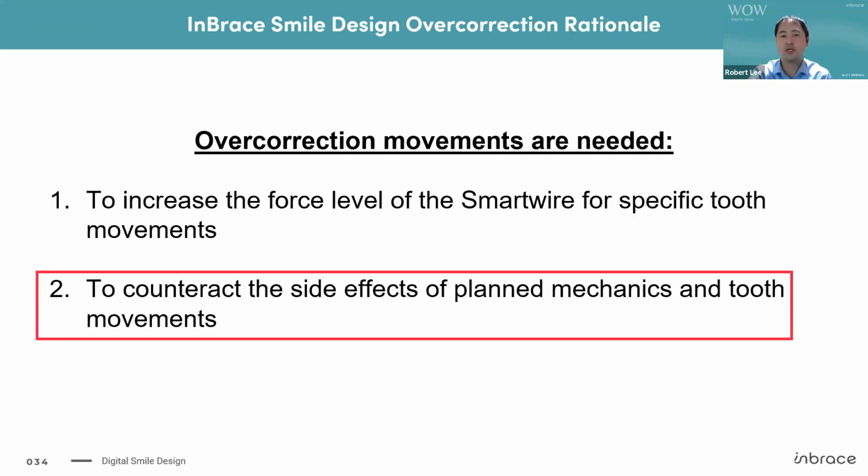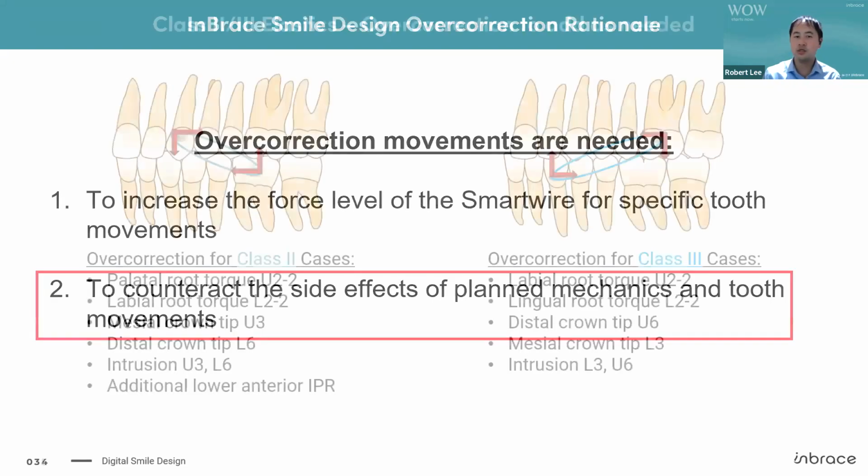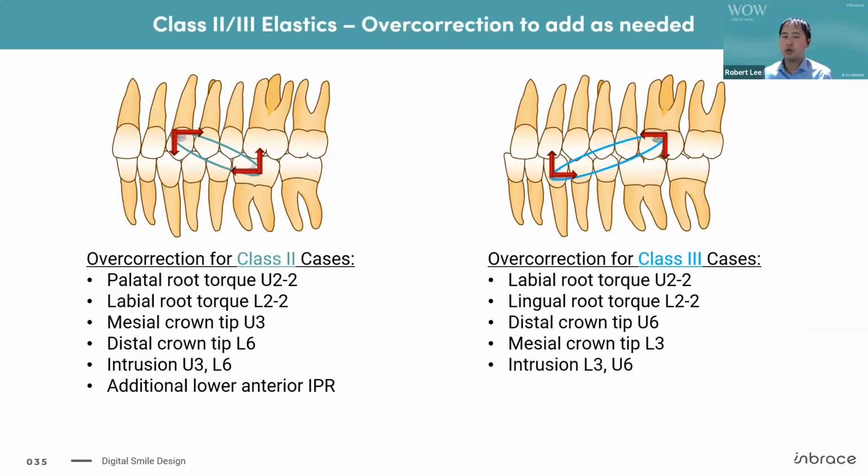So with AP correction, you're mainly trying to counteract the side effects that you're going to get from the external forces you're applying for the AP correction. And these are very well documented. So whether it's class 2 or class 3 elastics, just think through what are the side effects I'm going to get by adding these external elastics, these external forces. And then you have to add overcorrection accordingly. And a lot of times these overcorrections with traditional braces are already built into your bracket prescriptions because they're so common. But you have to build that in with the Smart Wire.